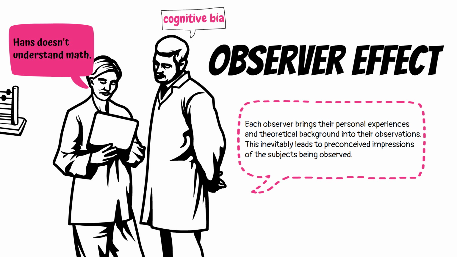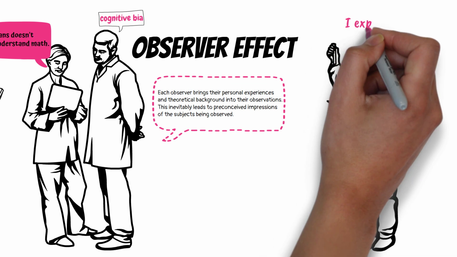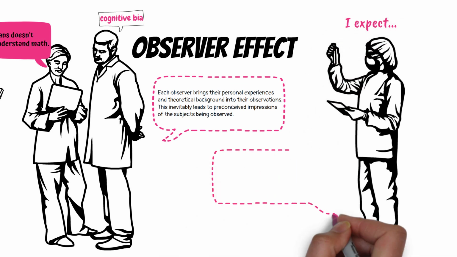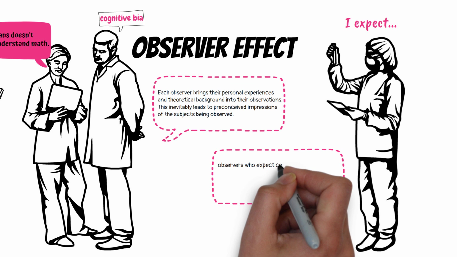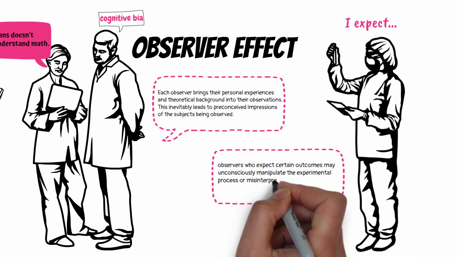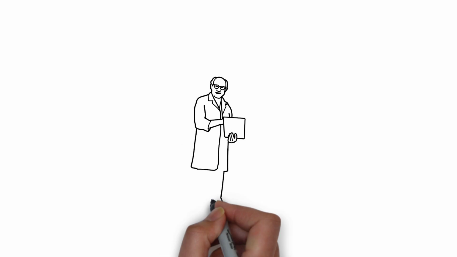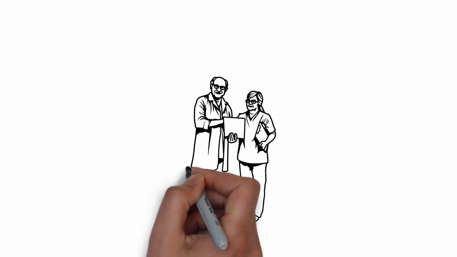In scientific experiments, observers who expect certain outcomes may unconsciously manipulate the experimental process or misinterpret the results to align with their desired conclusions. This effect can severely distort experimental results. The renowned psychologist Robert Rosenthal from Harvard University once conducted a fascinating experiment.